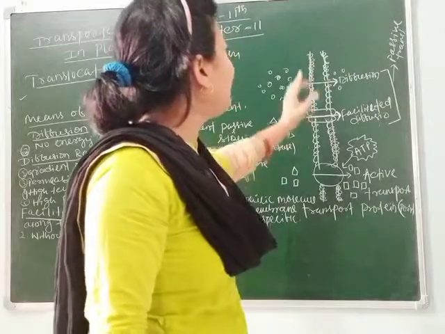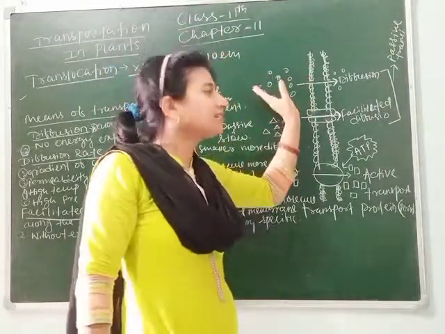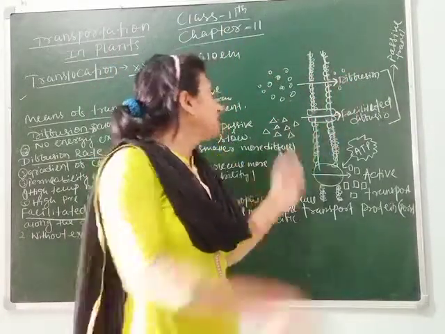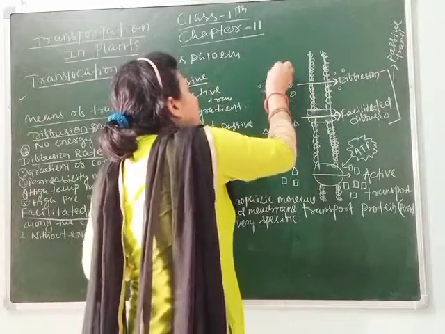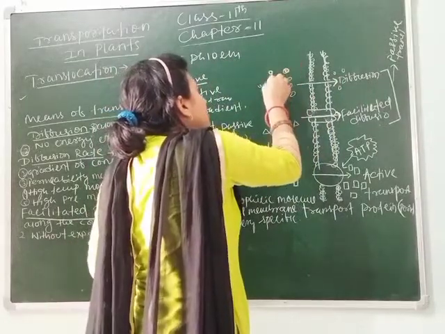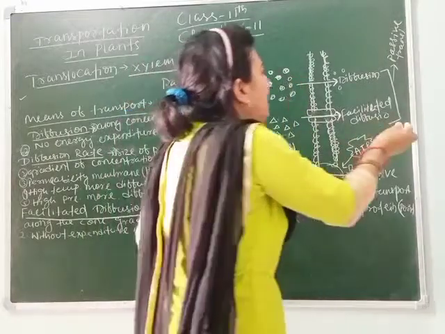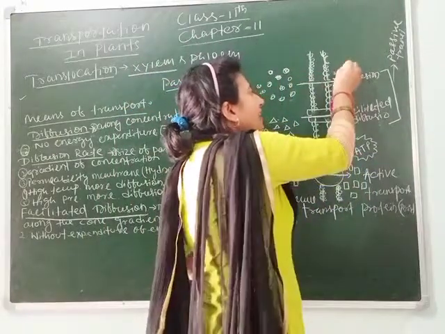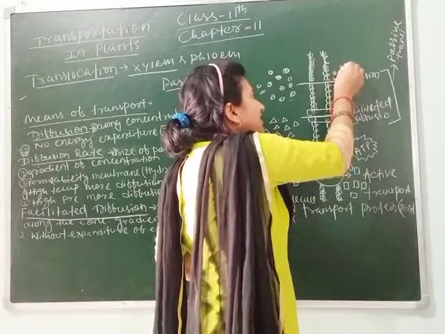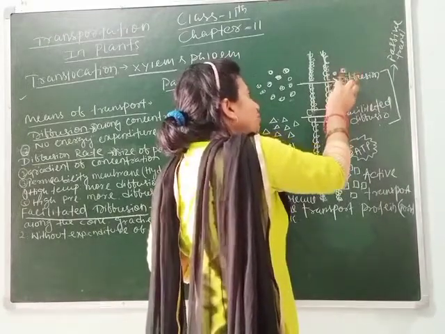So in the lipid bilayer, diffusion occurs from higher concentration to lower concentration. Here you can understand easily. Here are the molecules and they have to move through the cell membrane. Clear? They have to move through the cell membrane. And here the molecules are less. Here if you count, then 1, 2, 3 molecules.